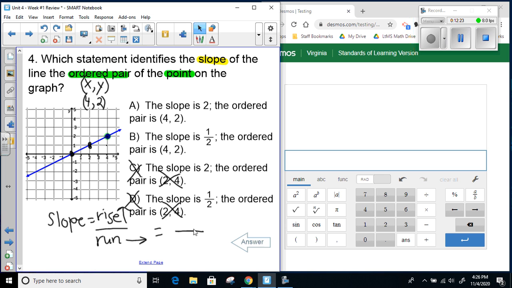So I'm going to set it up here. I'll put my rise in the top and my run in the bottom. So starting at the origin, to get to this point, how far do I need to rise? How far up on the y-axis do I need to go? Well, I'm going to go up 1. So my rise here would be 1. And to get to the point, how far do I need to run? Well, I need to go right 1, 2. So I ran 2 units to the right. So my slope here is 1/2. So the best choice here is B because it has the correct slope and the correct ordered pair. A said the slope was 2, which was not quite right.